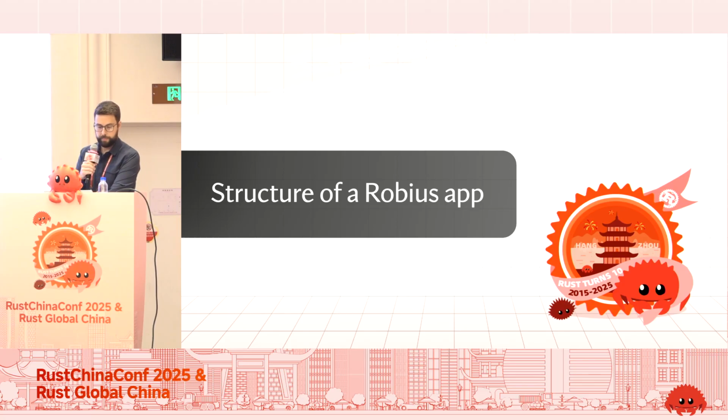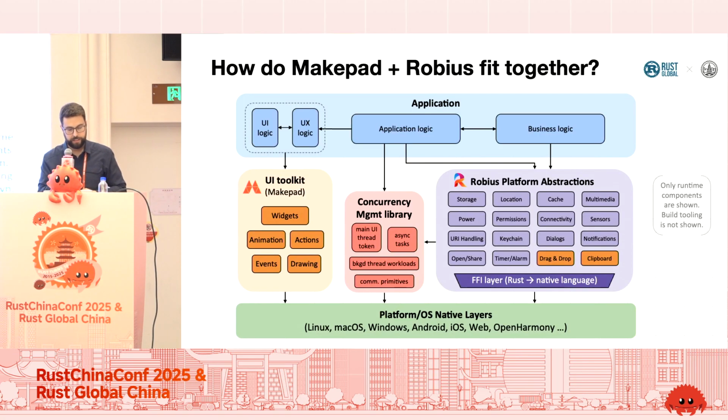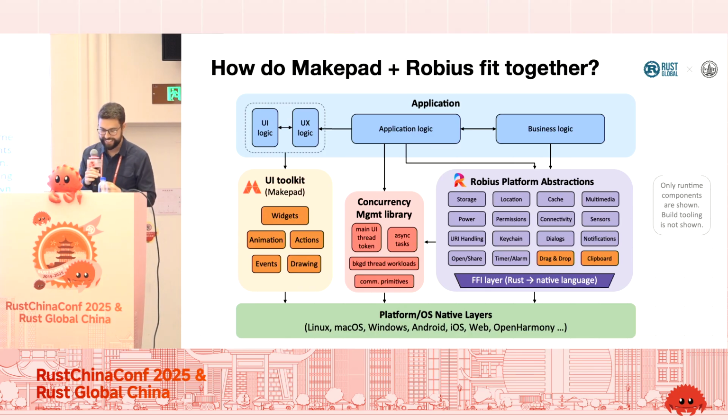All right, so back to Robius and Robrix. So how do we take these two components and fit them together? Is there any way we can fix this flickering? It's quite distracting. Hold on, let me try to disconnect and reconnect.